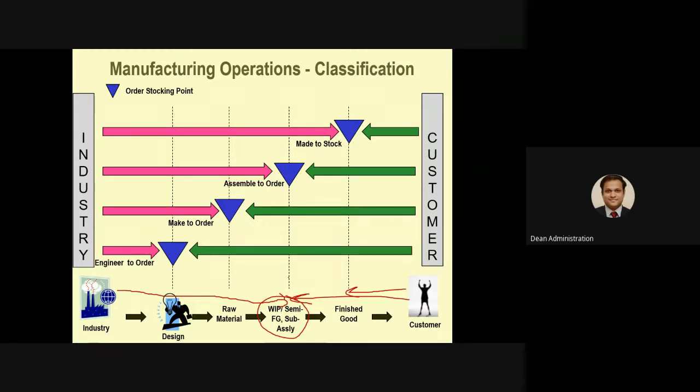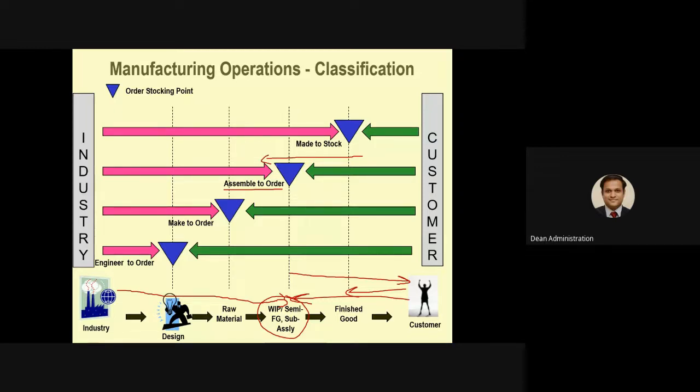After the order is placed, you go ahead and fulfill the order, complete the entire product as per his specification, and then deliver it to the customer. So this is called assemble to order. You can give multiple examples for assemble to order. Now, if you see, the customizability is increasing from made to stock to assemble to order.